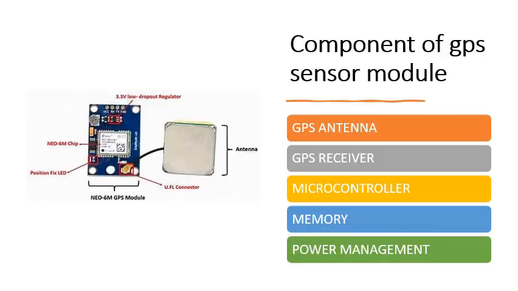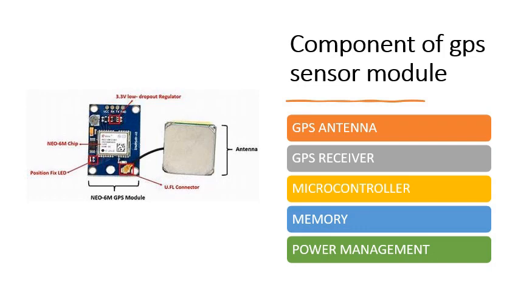So now I will be explaining the components of a GPS sensor module. Here we use the Neo 6M GPS module to show you. In the Neo 6M GPS module, you have an antenna that connects through a UFL connector, a position fix LED, the Neo 6M chip, and a 3-volt dropout regulator. So what are the basic components of a GPS module?